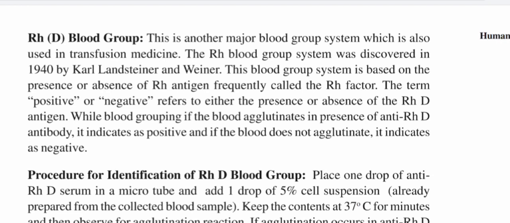While blood grouping, if the blood agglutinates in presence of anti-RHD antibody, it indicates positive, and if the blood does not agglutinate, it indicates negative.